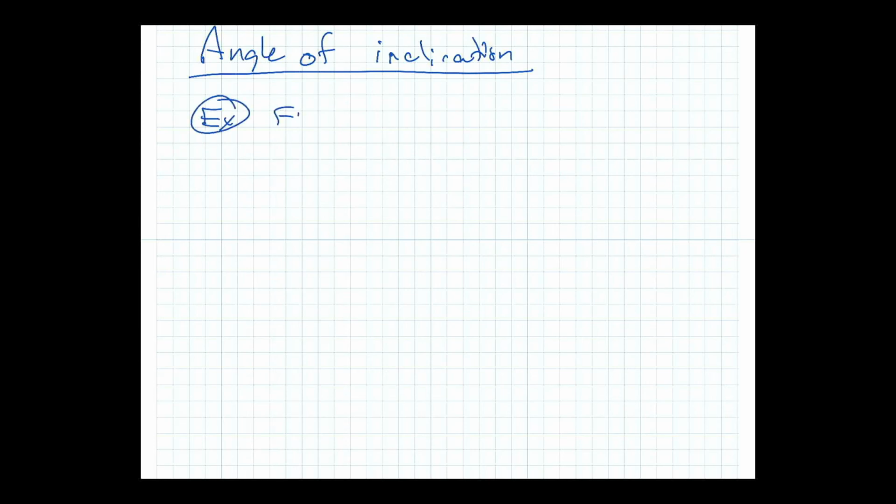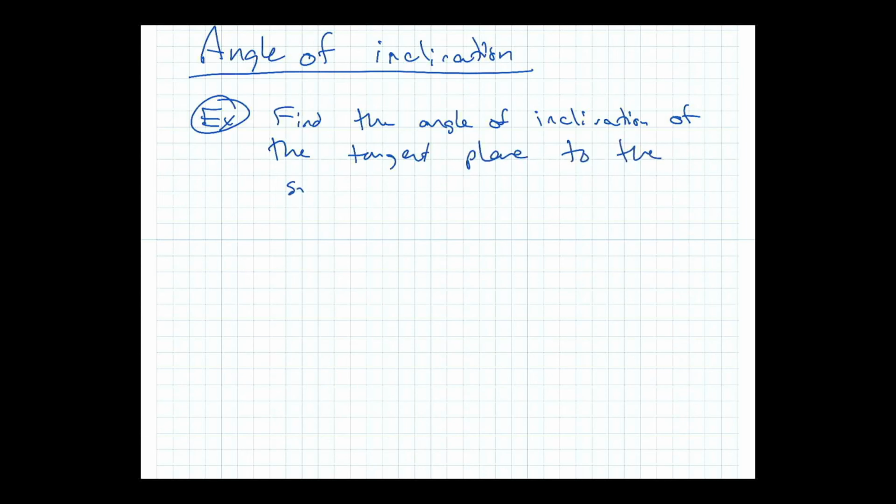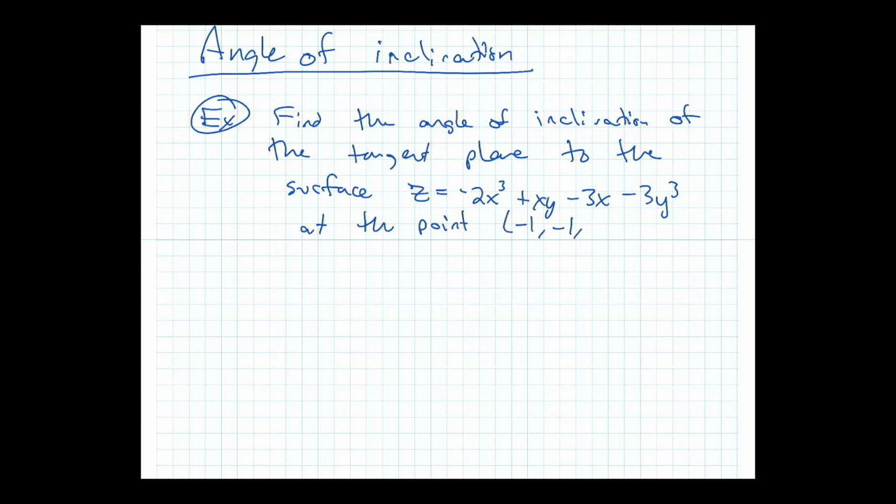So they say: find the angle of inclination of the tangent plane to the surface z equals negative 2x cubed plus xy minus 3x minus 3y cubed at the point (negative 1, negative 1, 9).